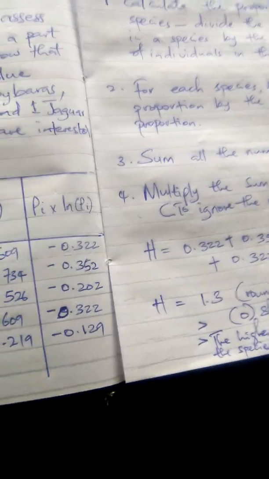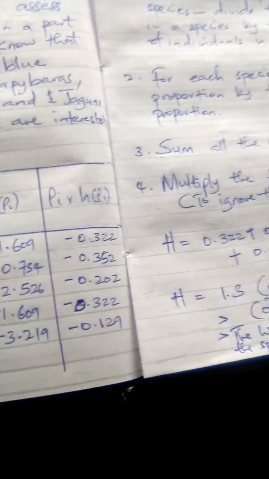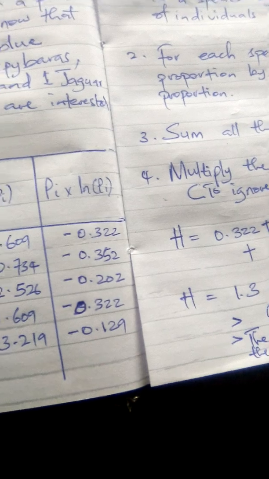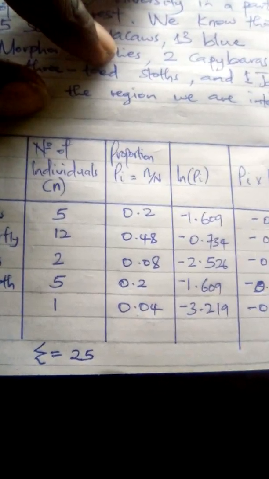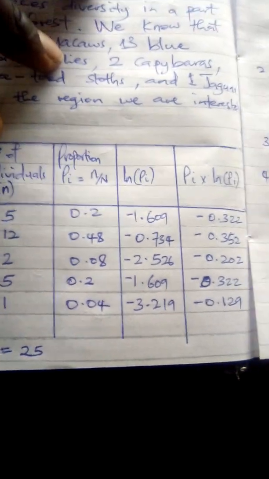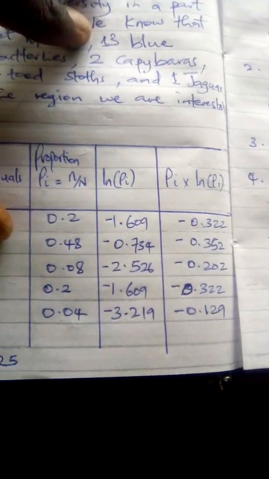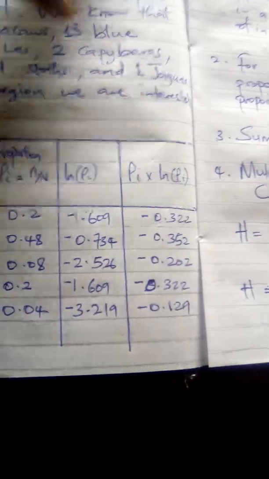Now here, for the proportion of each species, we have 5 for macaw, and we put that 5 out of 25, and then we get 0.2. That is for the proportion.